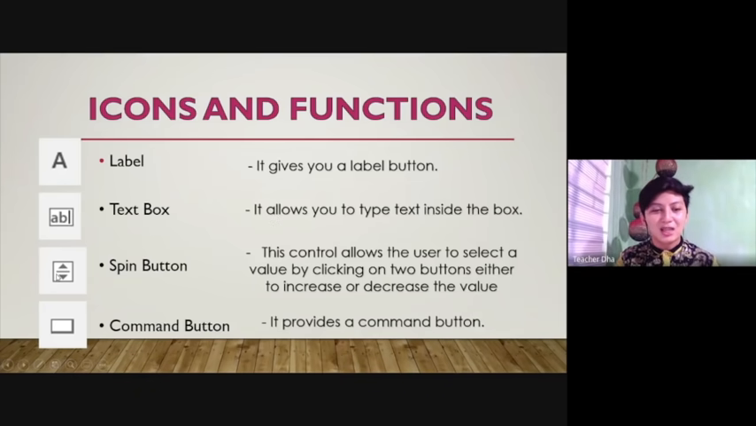And then the next one, we have the spin button. The spin button is like an up and down button. This control allows the user to select a value by clicking on the two buttons, either to increase or decrease the value. So I use this one, for example, for addition and subtraction, you can add and subtract the value. That's when you use the spin button.